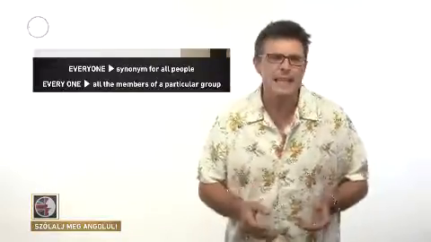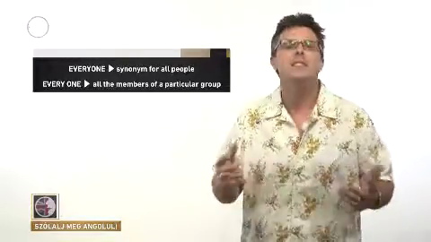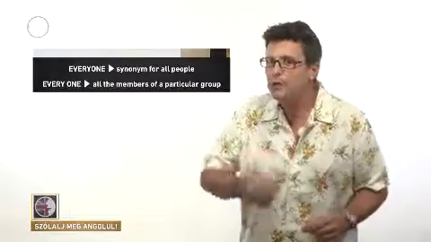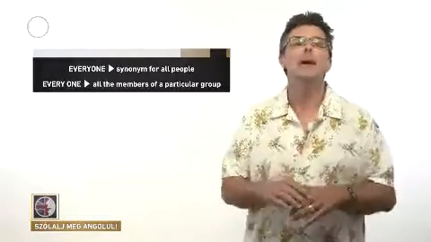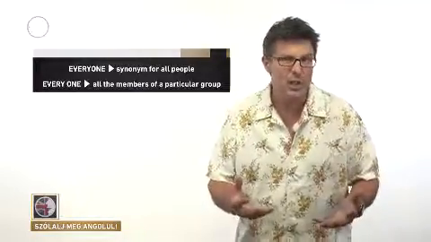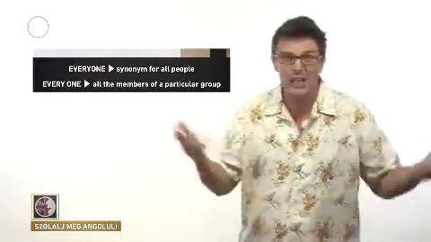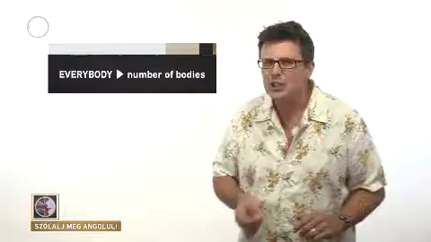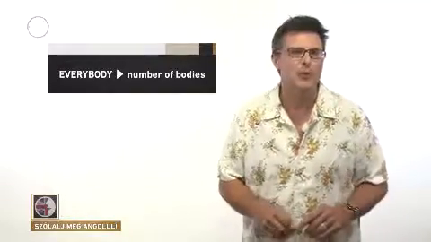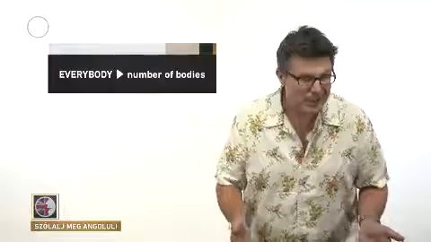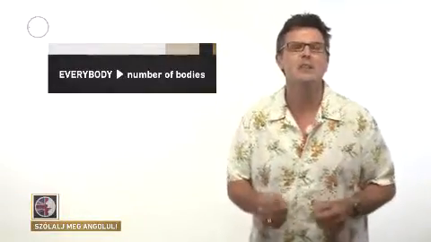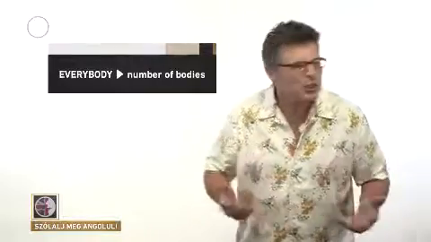So, we can see that if we use everyone as a single word, then it's a synonym for all people. If we use everyone as two words, then we're talking about all the members of a particular group, a group which could be made up of anything. Runners, biscuits, films, anything really. Now, what about the situation with everybody? Well, it's similar, but not as usual. We normally say everybody as one word. But it's possible that we could be talking about a number of bodies. So it's possible for us to say every body. It's just not very usual.